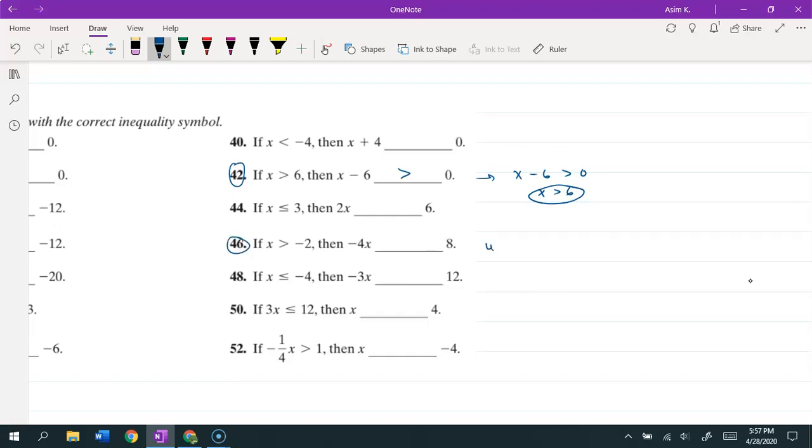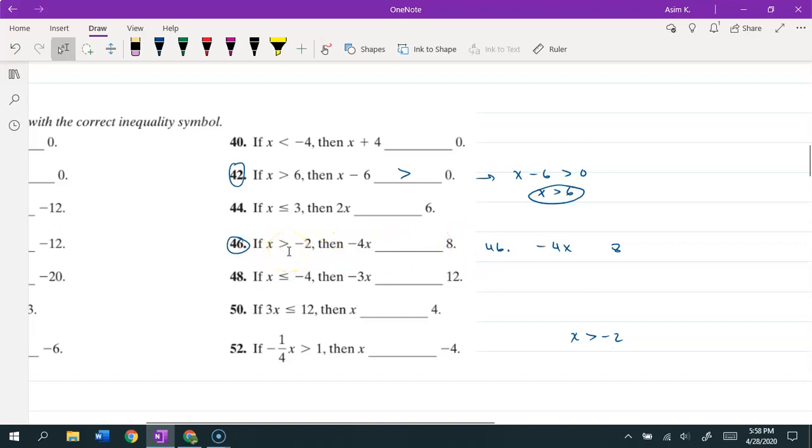Number 46. This one's very important. Let me write it down. Number 46 says negative 4x, with a blank, and then 8, and the answer should be x is greater than negative 2. See how I wrote that? I just went backwards with it. I wrote down negative 4x blank 8, and then x has to be greater than negative 2.